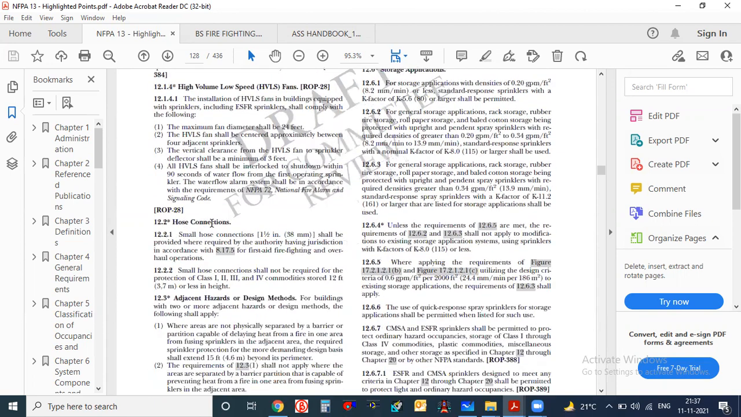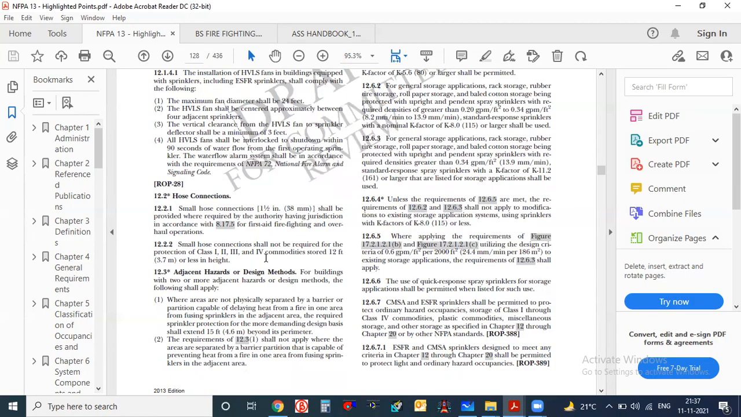They have given about the hose connection also. So you can go with this hose connection, same 40 mm, 65 mm, that is given here. Class 1 and class 2. And here they have given some points. Small hose connection shall not be required for the protection of class 1, 2, 3, and 4. Now this is a special class for the storage building. Okay, not for the regular, for the storage building.